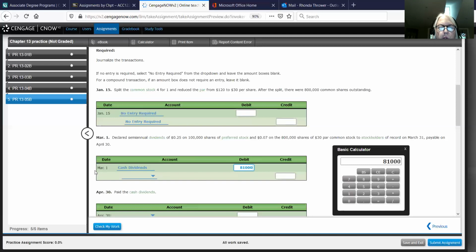Because March 1st is when we declared the dividends, we have to create a liability to record the fact that we're obligated now to pay the dividends on April the 30th. So that liability is going to be called the cash dividends payable. And it will be increasing. To increase the liability, cash dividends payable, you would credit.